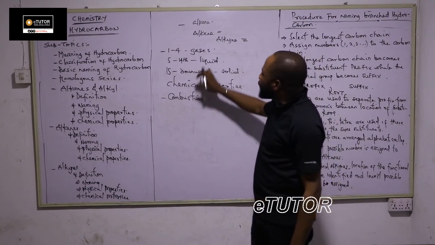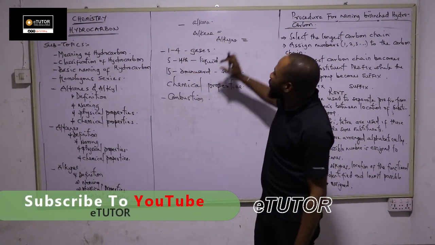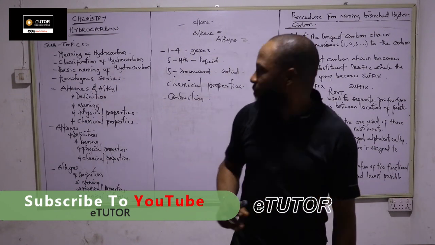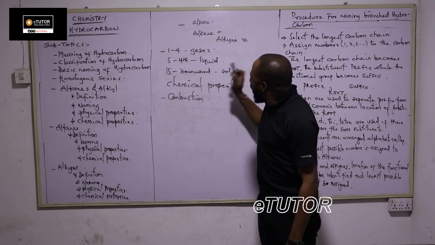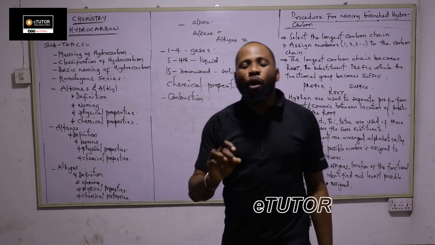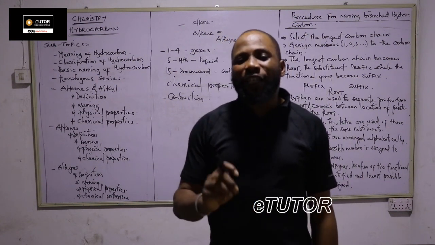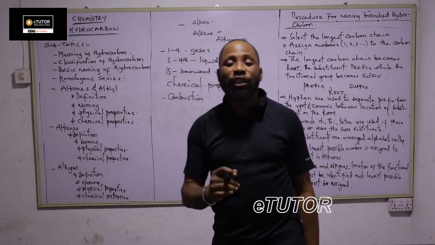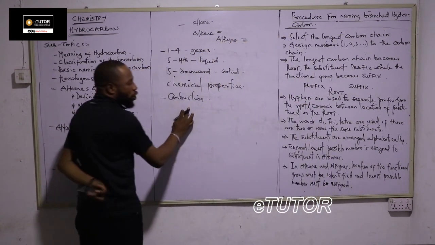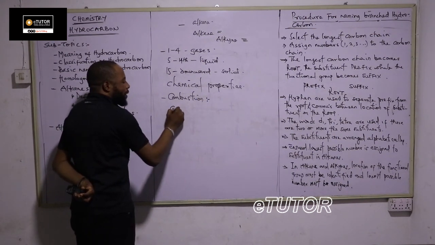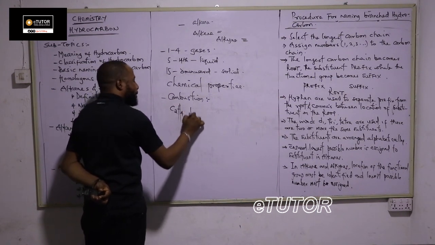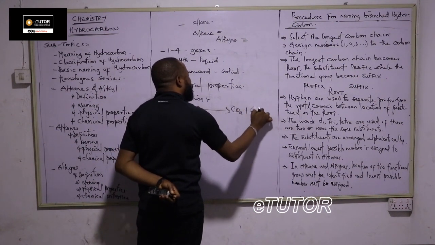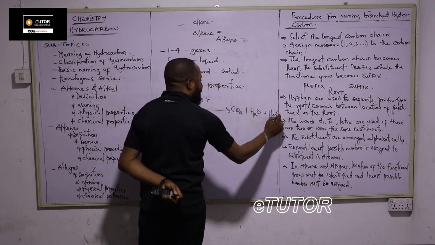But the difference between the combustion of a saturated hydrocarbon, which is alkane, and unsaturated hydrocarbon, which is alkene and alkyne, is that the unsaturated hydrocarbon burn with sooty flame. Secondly, the unsaturated hydrocarbon decolorize bromine water and the solution of potassium permanganate, while the saturated hydrocarbon has no effect on bromine water and the solution of potassium permanganate. So let's look at the combustion. The first member, ethene, C2H4 plus oxygen to give carbon dioxide, water, and heat, an exothermic reaction.